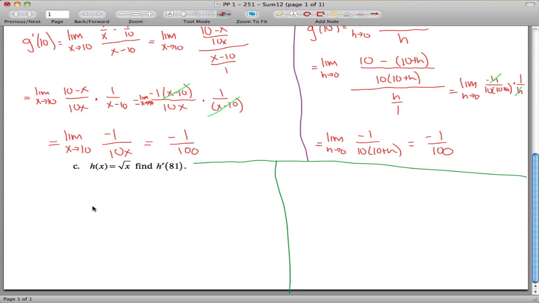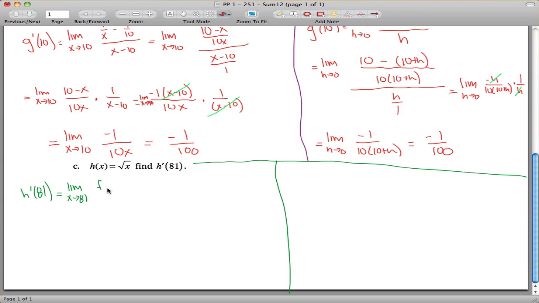Now h of x is the square root of x. Okay. Find h prime of 81. All right. h prime of 81 is equal to the limit as x approaches 81. My a value is 81 of f of x.